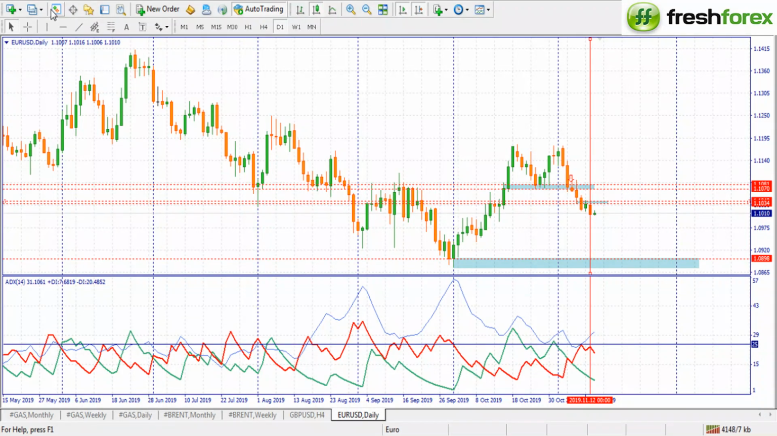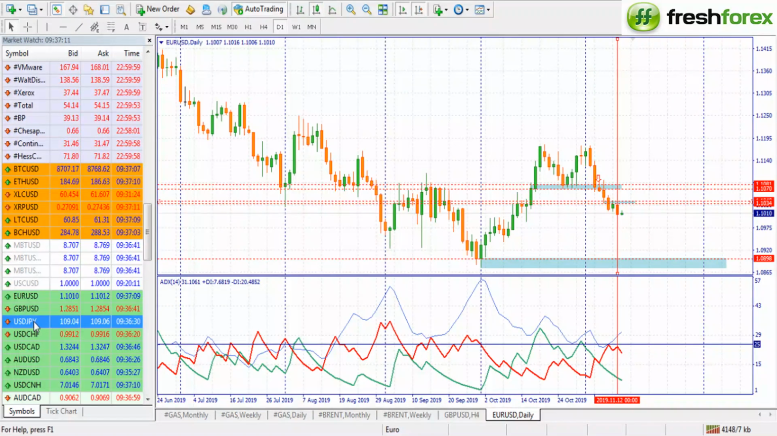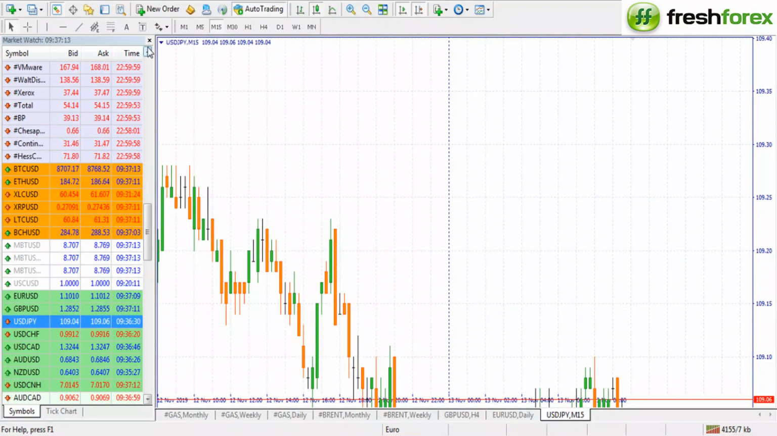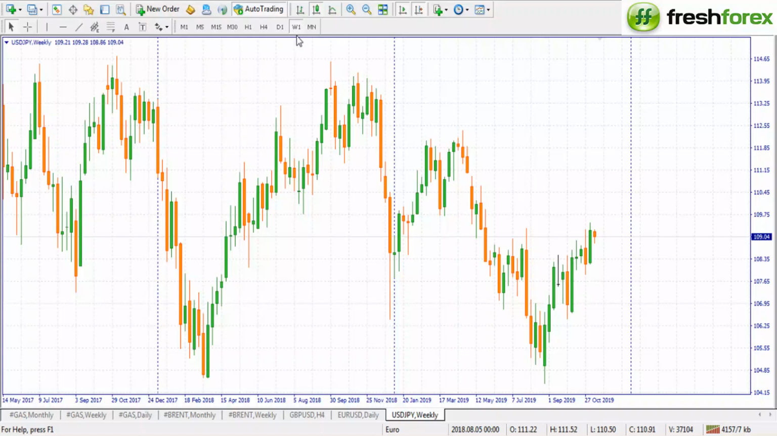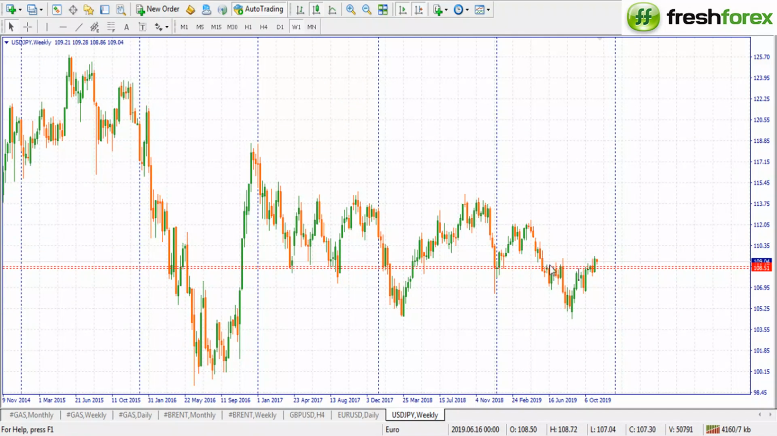The next symbol, USDJPY. USDJPY so far is supposed to be continuing to the upper side, because if you check weekly, we are above a very good weekly support, this one. We have this level here, a resistance. The previous week's candle actually broke above that resistance.